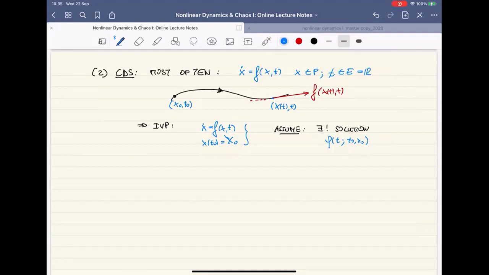So what does it mean for this to be a solution? It means that if you plug it into the equation, then you get an identity. So let's plug it into the differential equation here. I substituted this function, phi t naught, x naught at t, and I should get an identity. So these two are identically equal, and also it satisfies the initial condition. So phi t naught at t naught x naught is just the x naught that I have prescribed, okay?